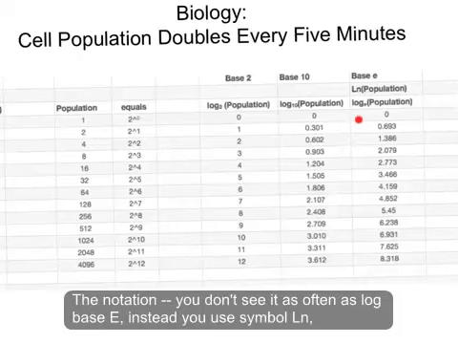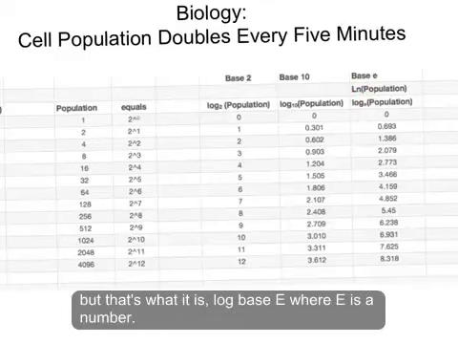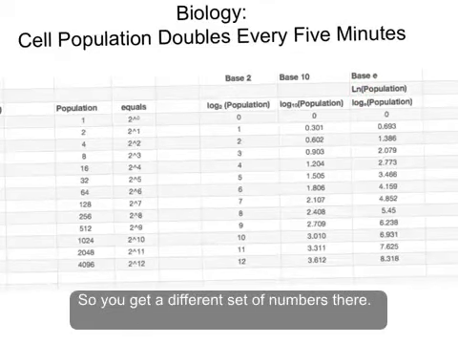So the notation, you don't see it so often, log base e. Instead, you use the symbol ln for it. But that's all it is, log base e, where e is a number. So you get a different set of numbers there. All right.